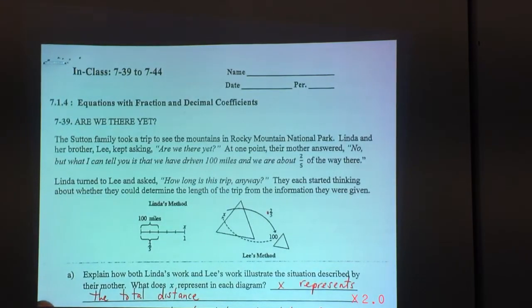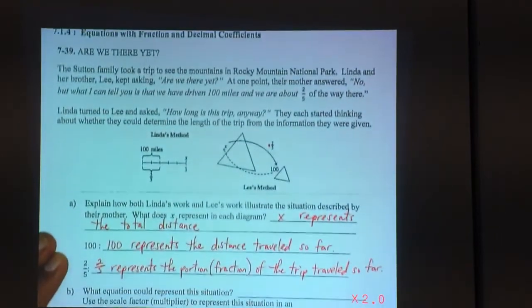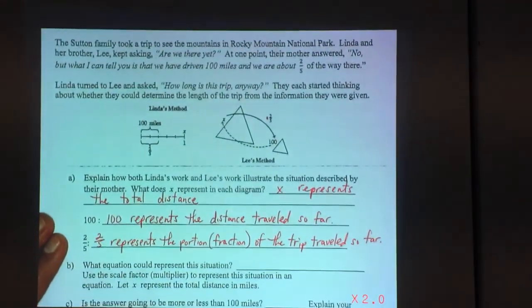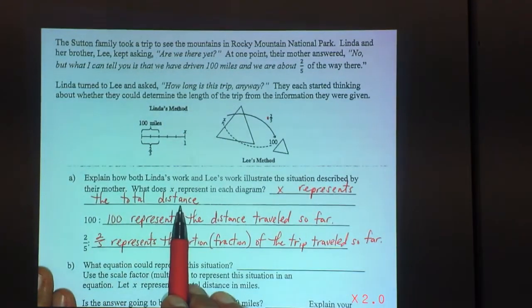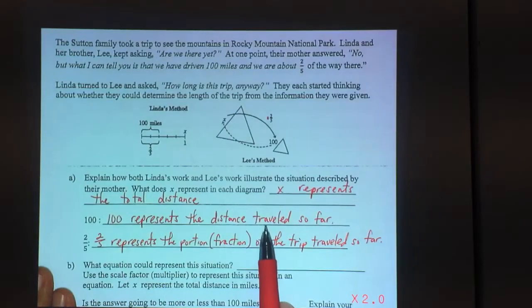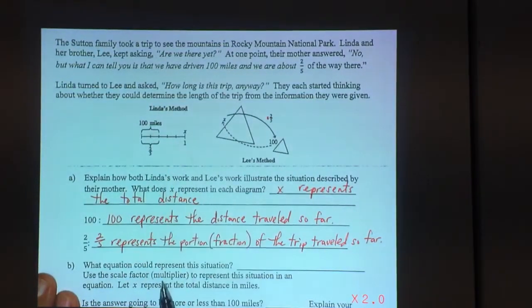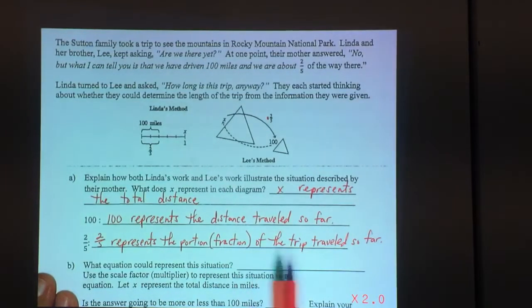Can you see that? Oh, no, I was off camera. I'm sorry, I was off camera. I'll scoot that up. I'll read that again. Okay, so x represents the total distance. 100 represents the distance traveled so far. You can see that on Linda's. 2/5 represents the portion or the fraction of the trip traveled so far.